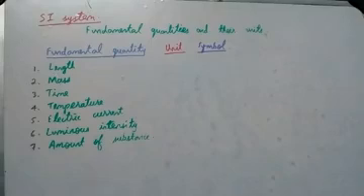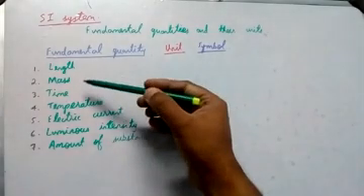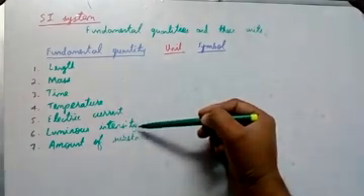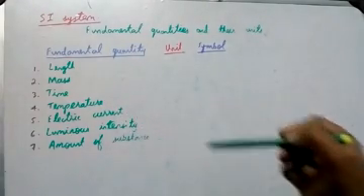Let us study about the SI system. What are the basic fundamental quantities and their units? If you notice, there are seven fundamental quantities. What are the different seven fundamental quantities? Length, mass, time, temperature, electric current, luminous intensity, and amount of substance.